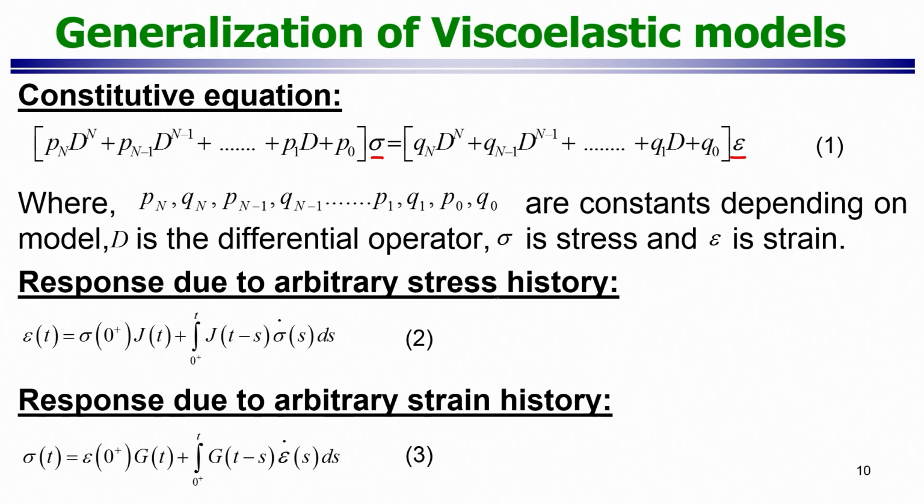We also saw that the response to an arbitrary stress history is given by this particular equation right here. Similarly, the response to an arbitrary strain history is given by this equation right here. We also familiarized ourselves with different variations of these equations, because this term represents a convolution, so you can have different variations which are equivalent in nature. I also discussed that in some books, instead of 0 plus, the lower limit starts from minus infinity, and in this case the first term is not required.